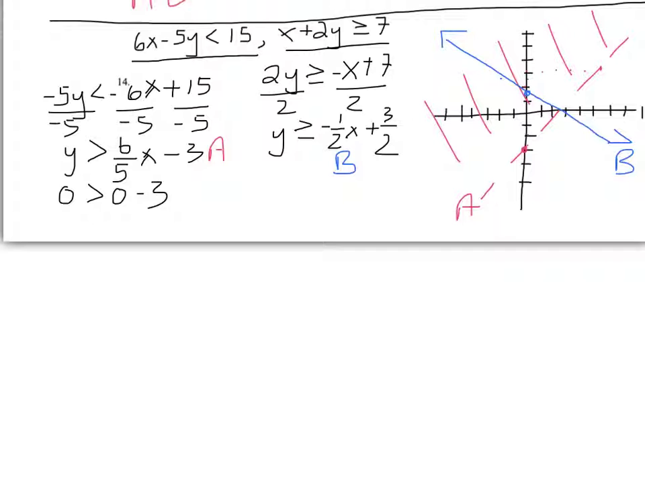And now I try 0, 0 into this equation. 0 is greater than or equal to 0 plus 3/2. It does not work. 0 is not greater than 3/2, so I'm going to have to shade above my blue line, so my final answer will be that quadrant there.